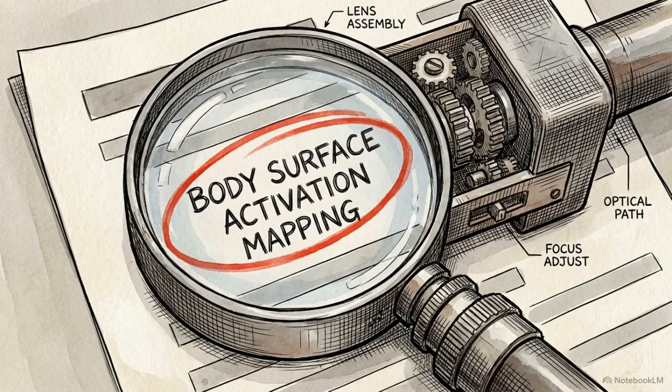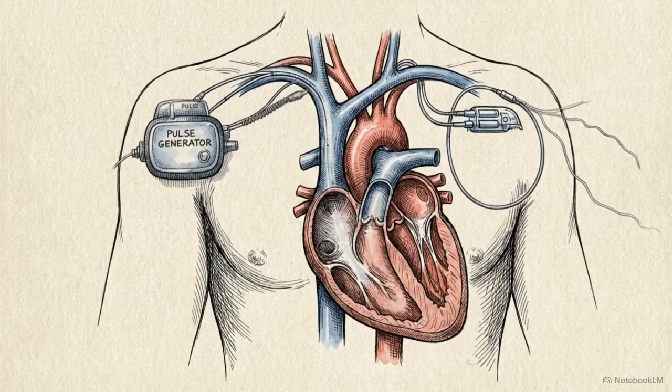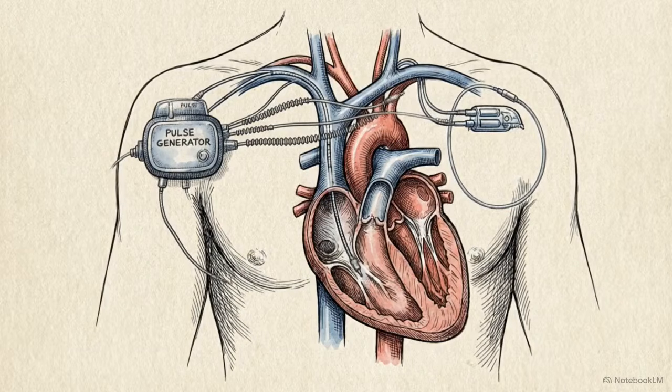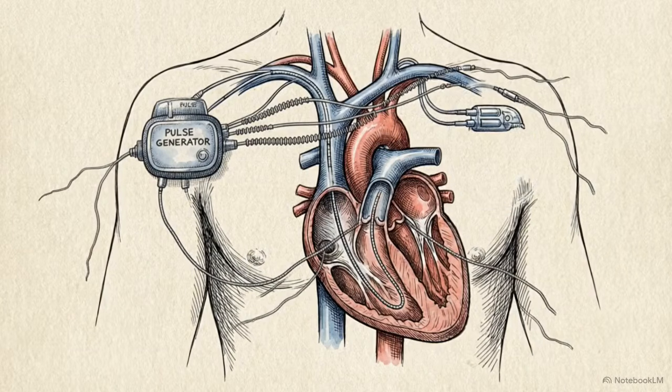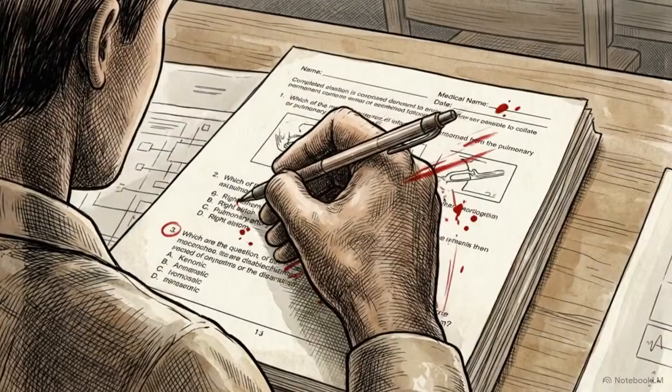While counting, also scan the report for body surface activation mapping for optimization of biventricular pacing. If the provider performed that mapping, you report code 0695T in addition to the primary procedure. The physical reality of the surgery, the entrance route, and the exact number of wires dictates the structural logic of your final code selection. Now we enter the most dangerous phase of the process.